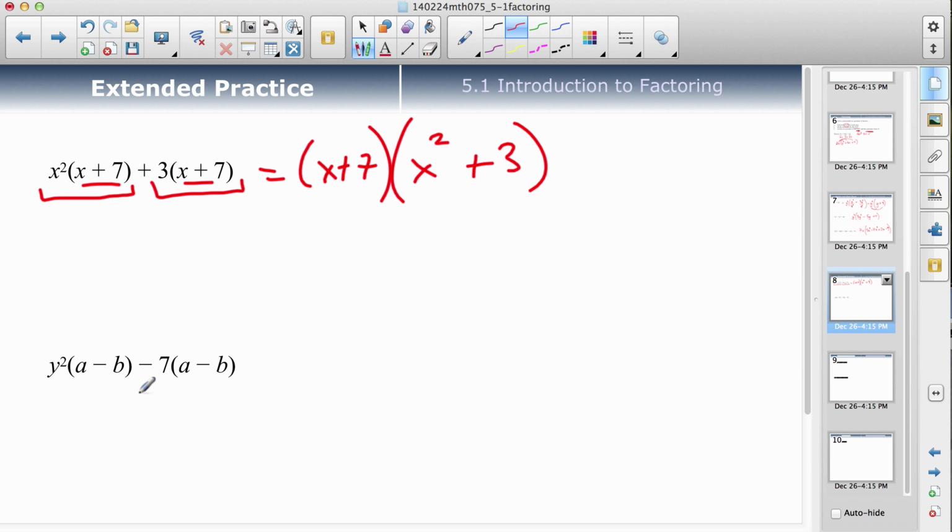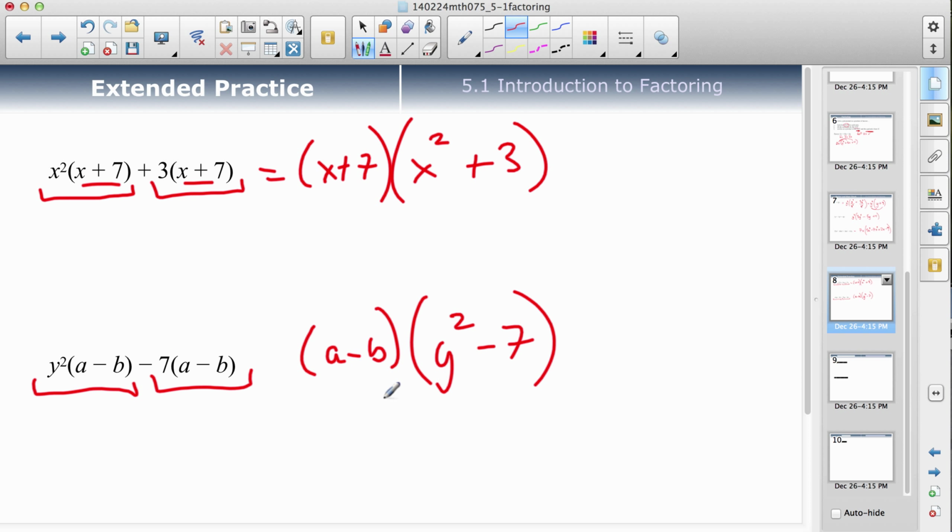Same game with this one. Here's a term and here's a term. They each have an a minus b that's common, and it'll be my greatest common factor. So I can factor it out front. Because it's a binomial, that's why I put it in brackets. And then, if I get rid of this a minus b out of here, I'm just left with y squared. If I get rid of that out of here, I'm left with negative 7. Okay, so that would be the factored form of that polynomial.